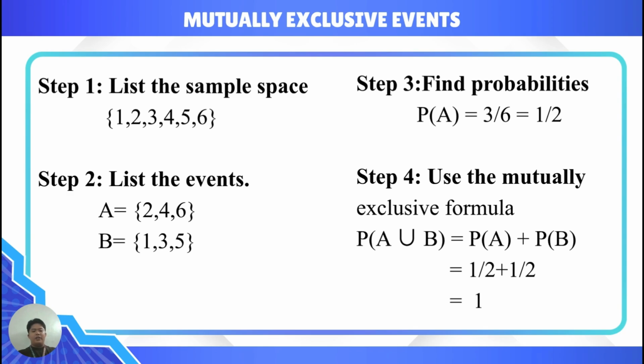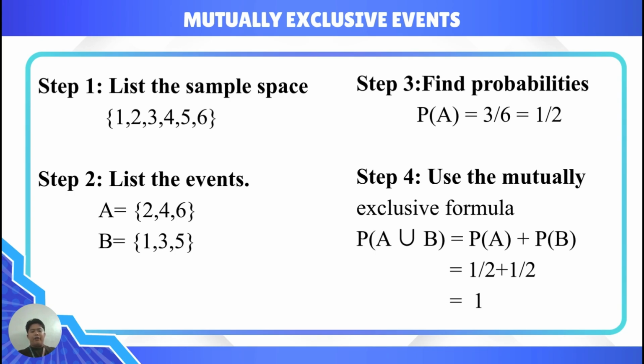In event A, which is the even number, we have 3 outcomes, and we know that there are 6 in the sample space. So it is equal to 3 over 6, or in the lowest term, 1/2. In event B also, it has 3 outcomes, which are the odd numbers 1, 3, and 5. So it is just over the sample space, which is 6. That's why it is 3 over 6, or 1/2.